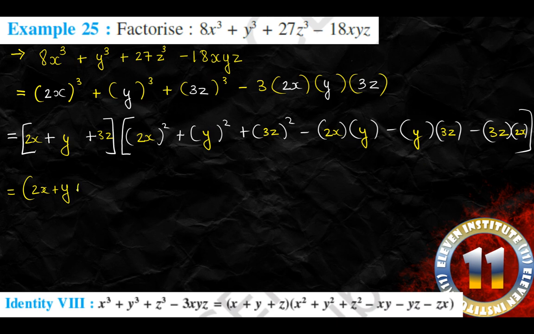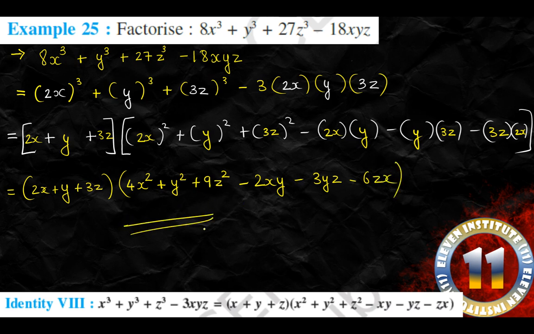So here I have 2x plus y plus 3z multiplied by square this. So 2x the whole square will give me 4x square. Y the whole square will give me y square. 3z the whole square will give me 9z square minus 2x into y will give me 2xy, again minus 3 into y into z, so we get 3yz, and here we have 3 2s are 6, so we get 6 times zx. Bracket complete. This is our final answer.